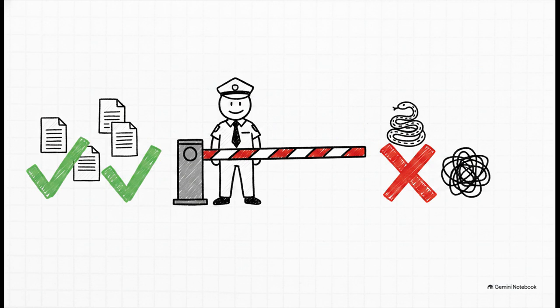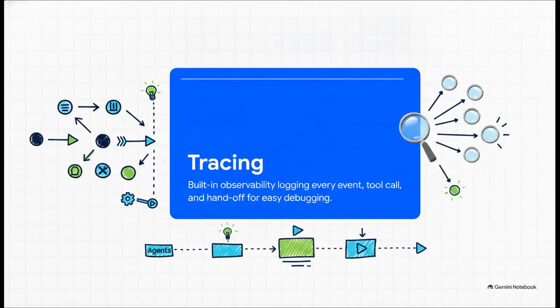So, if you build a customer support agent, the guardrail ensures that if a user tries to trick the agent into, say, writing Python code or doing a web search for totally unrelated topics, the agent is strictly blocked from executing that unauthorized task. But alongside guardrails, we also need visibility, which brings us to tracing.